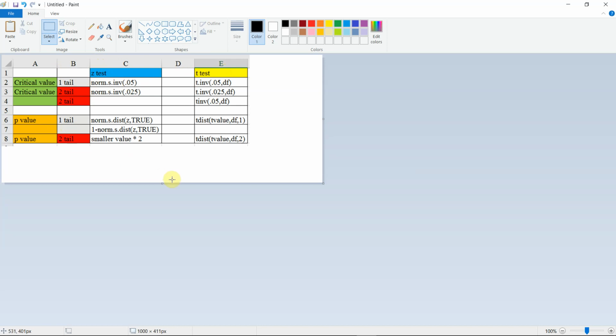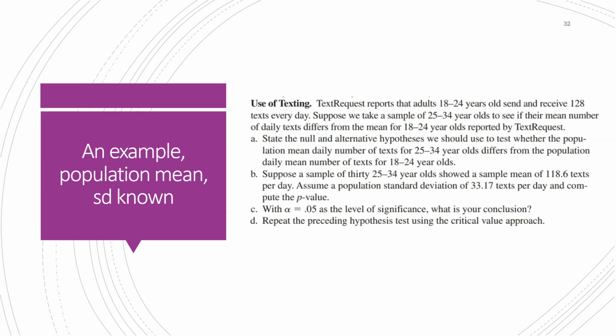So this is there. Note that when you see 0.05 and 0.025, obviously this is for alpha of 0.05. But if you have 0.01, you would just substitute those numbers appropriately. But everything else should be the same. So let's do an example.